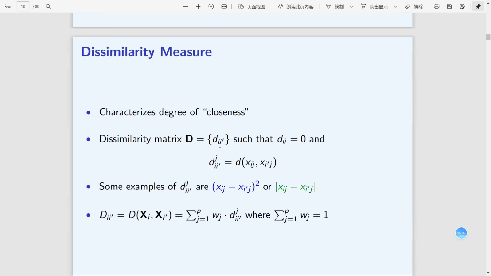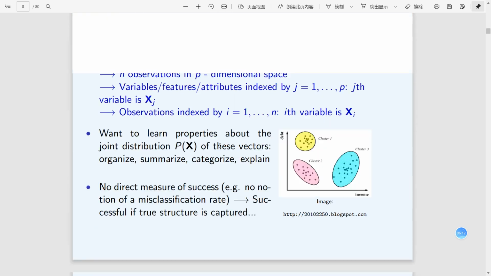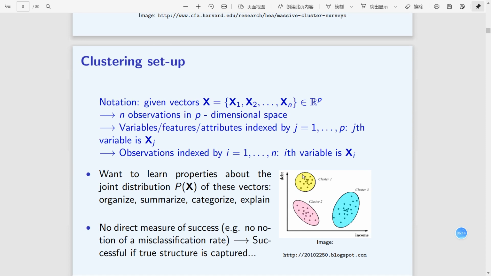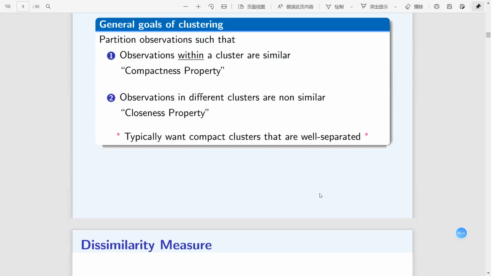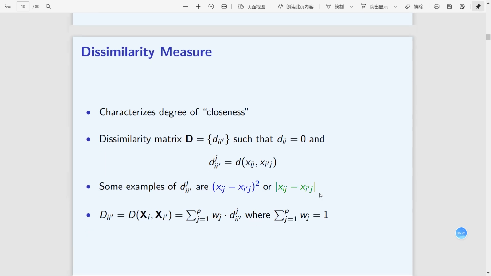So this is the similarity measure, which measures similarity. We assume cluster 1 and cluster 2 are dissimilar to each other, so they should have a long distance. So we use this similarity matrix, which actually is the dissimilarity or distance.